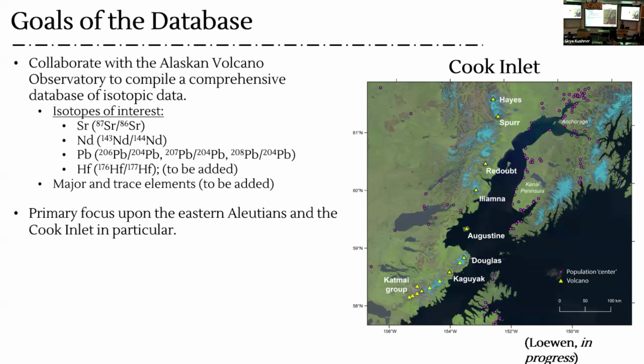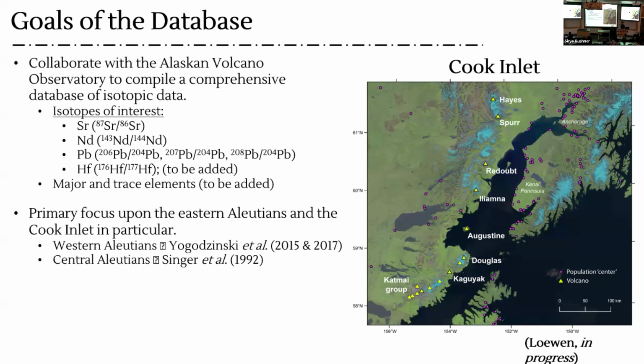This is going to have a primary focus on the Eastern Aleutians and the Cook Inlet in particular. The figure on the right shows a bunch of Cook Inlet volcanoes and the relative distance to the population centers, and those little magenta dots show that the population centers are quite close. The reason being the Western Aleutians have been covered by Yogodinsky, and Mattia is going to talk about the Western Aleutians right after me. And the Central Aleutians have been covered by Brad Singer's work.